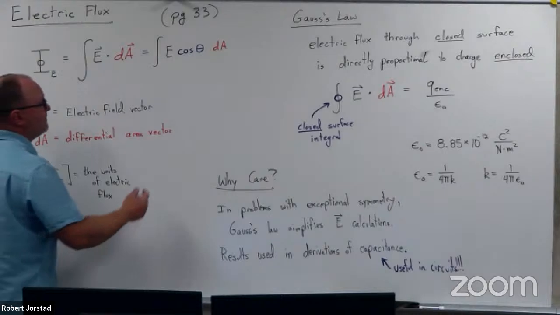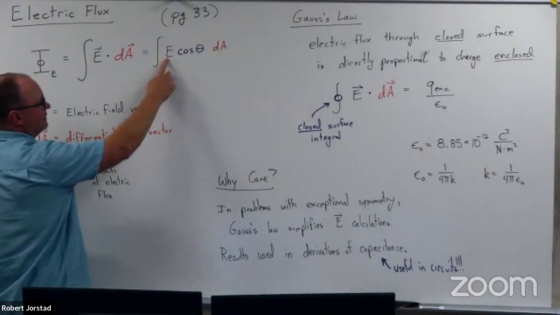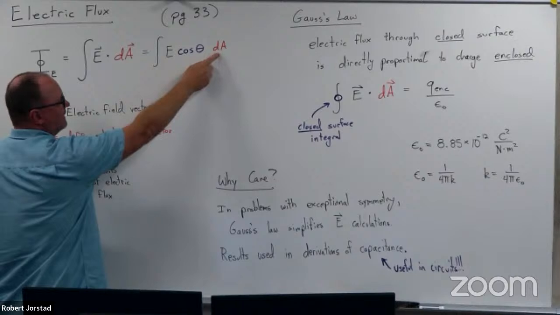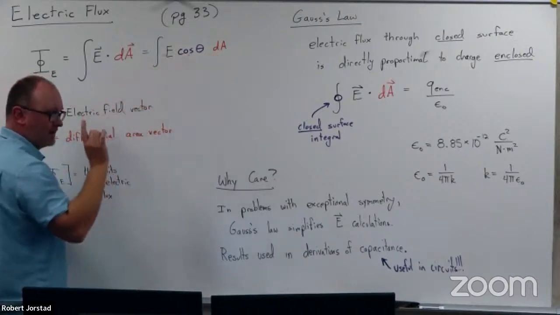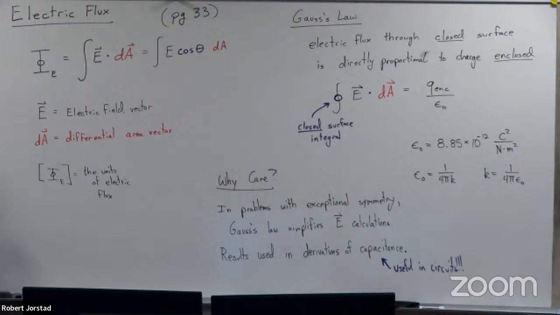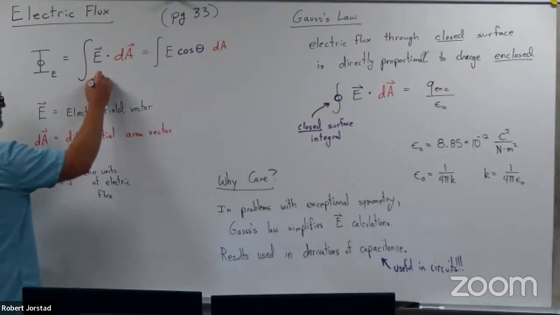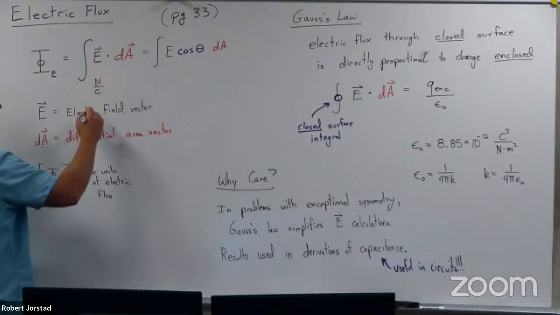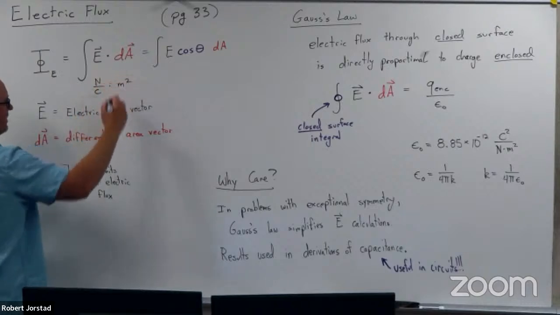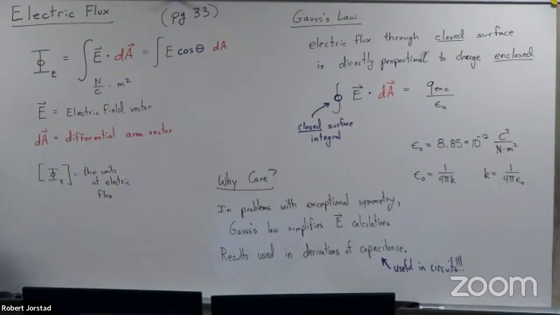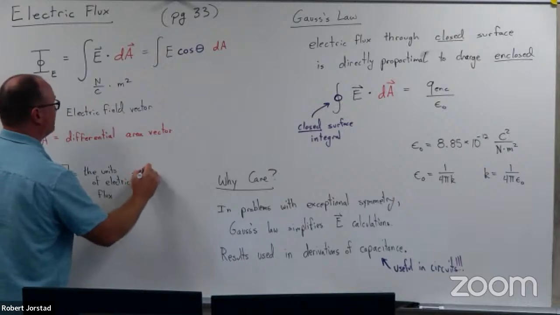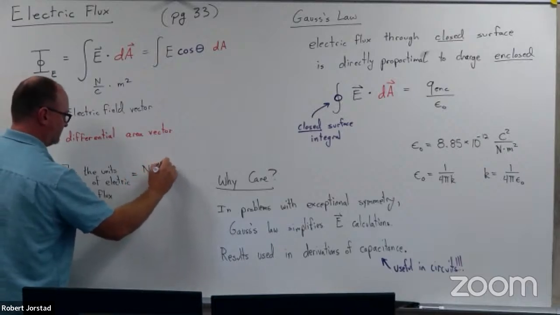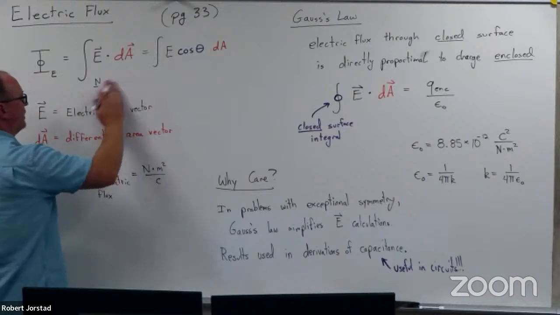Essentially, what you can do is take an electric field magnitude and this differential area and get the angle between them. More on that in a second. First, let's talk about the units of this quantity, which we can get without the simulation. This is newtons per coulomb times meters squared, right? Newton meters squared per coulomb.